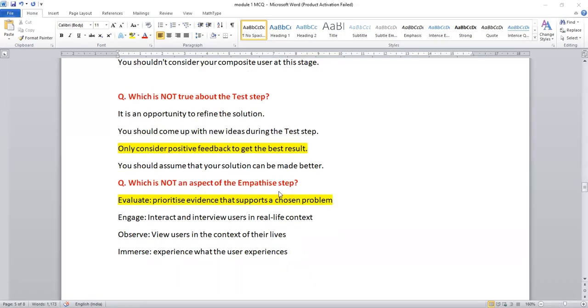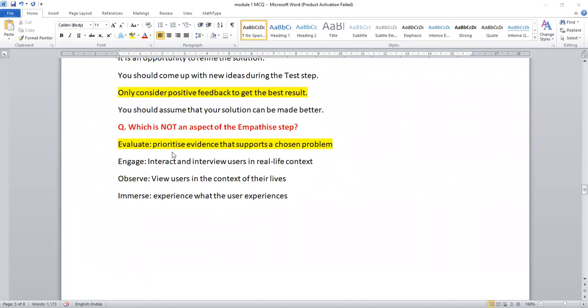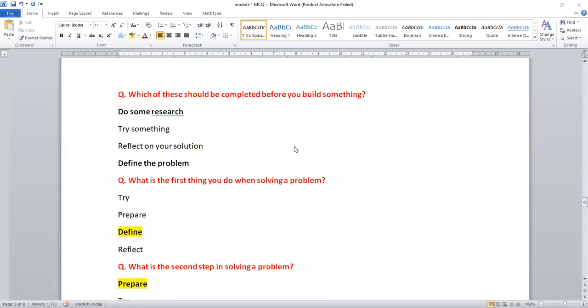Which is not an aspect of the empathy step? Evaluate, prioritize evidence to support, and choose the problem. That is the right answer. So, moving on to another question of the first module. Which of these should be completed before you build something? Please identify the right answer. So, do some research.